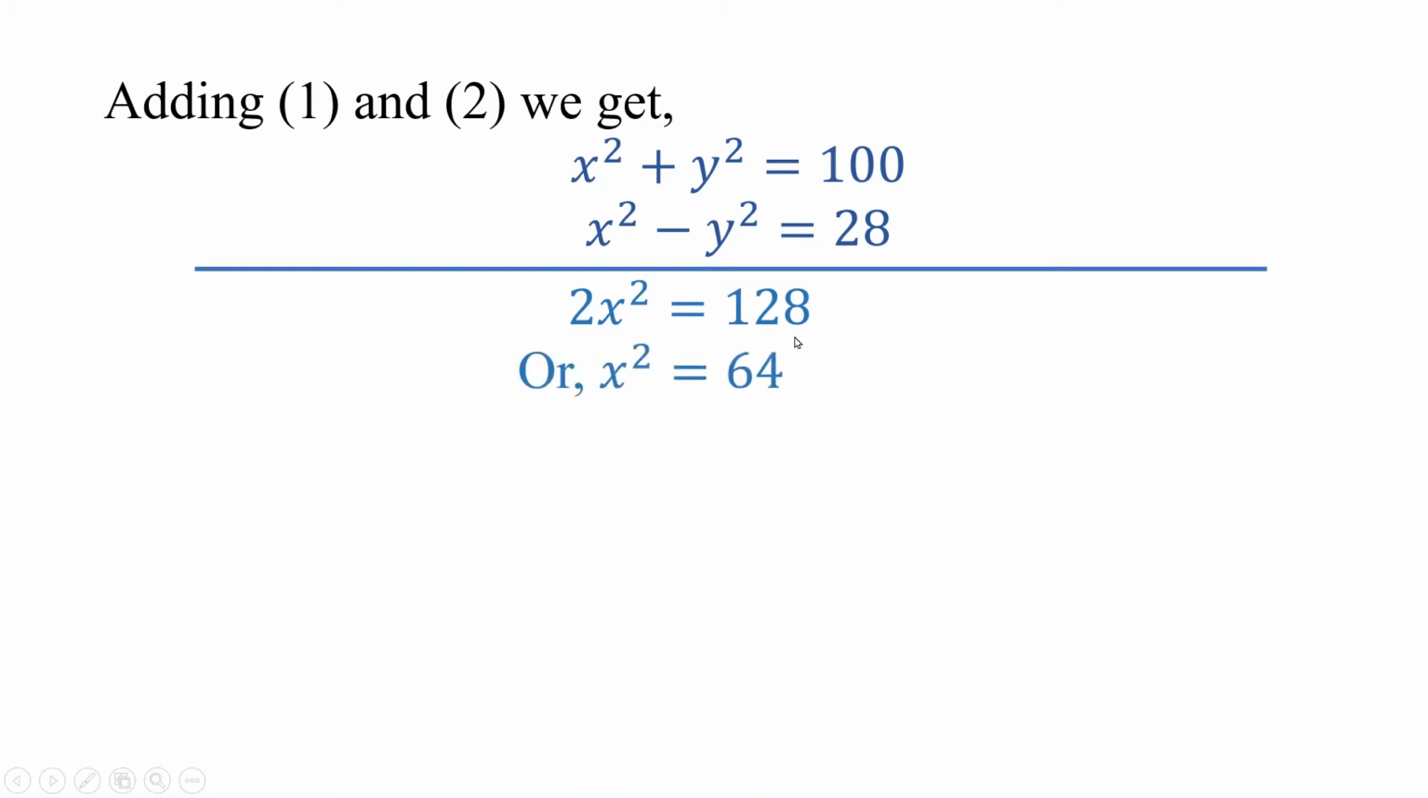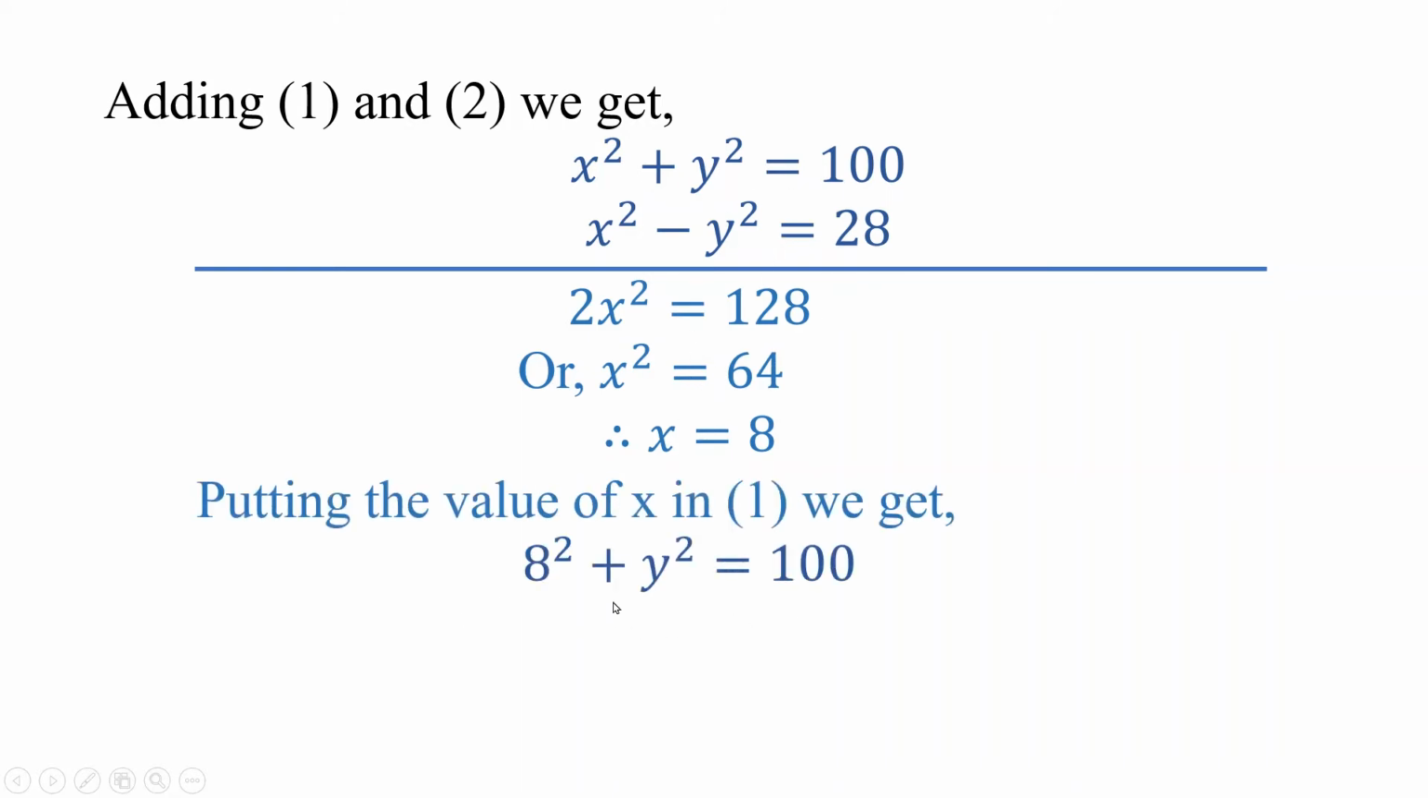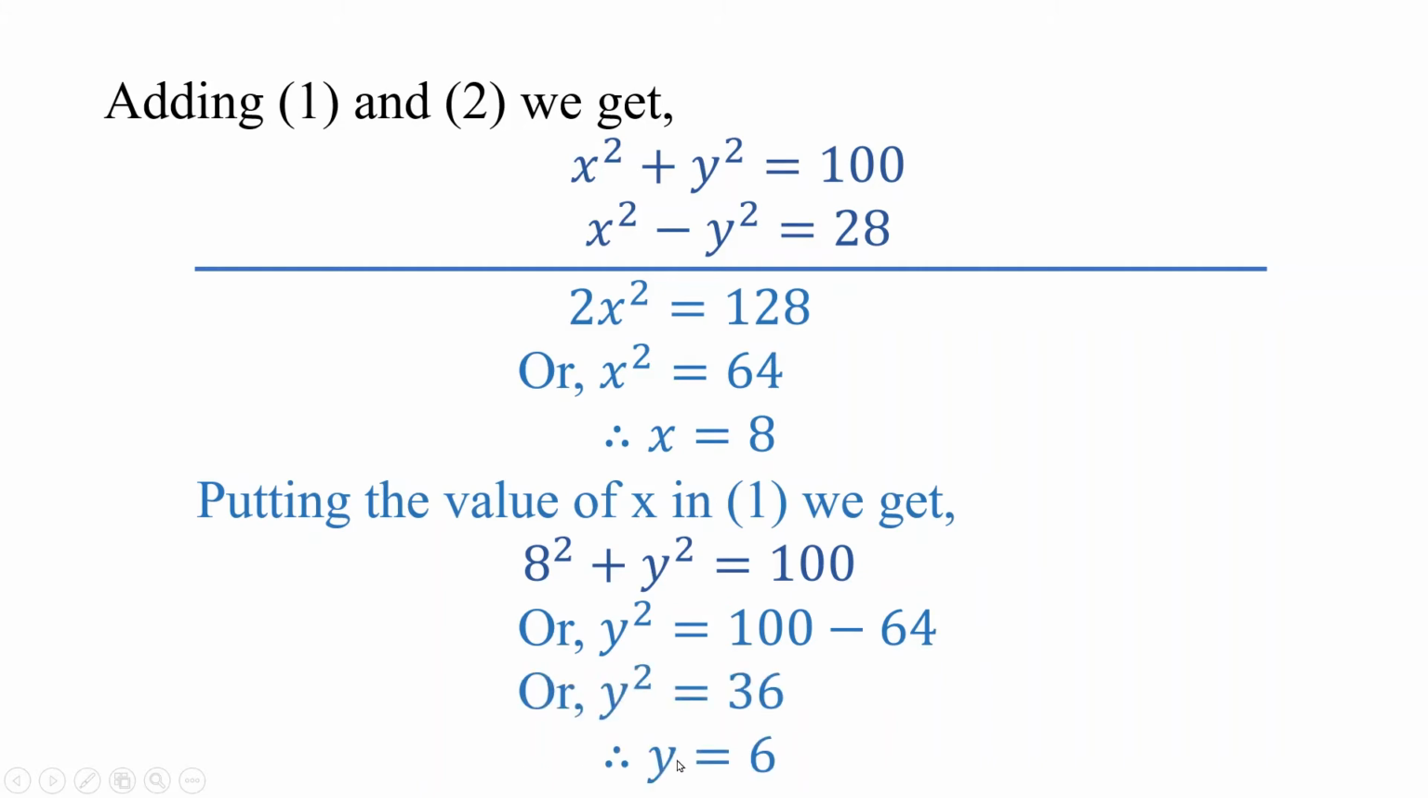As x is a positive number, therefore x is equal to 8. Okay. Now, putting the value of x in 1, we get 8 square plus y square is equal to 100, or y square is equal to 100 minus 64, or y square is equal to 36. Therefore, y is equal to 6.